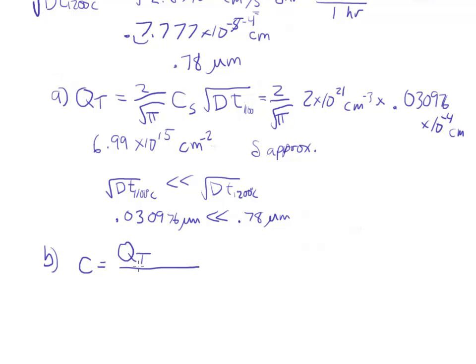It's based on the initial dose, QT, divided by the square root of pi, and also divided by Dt. And this one will be after the drive-in step, so that's the 1200 degree Dt, times an exponential term, e to the minus z squared over 4 Dt, written as z over two square root of Dt.